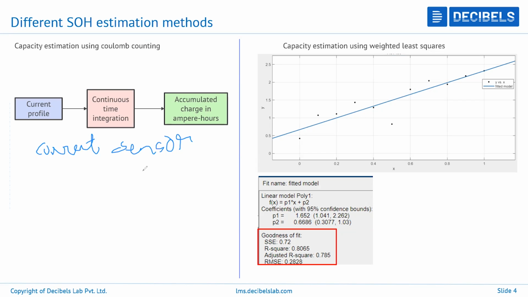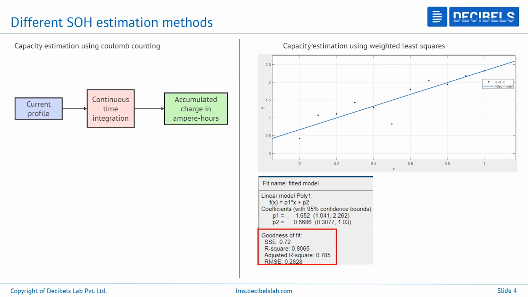So the current sensor will gather the current signal into the battery pack, and from there it will undergo continuous integration. Once the integration is complete, we have what is called the accumulated charge, either in terms of discharge or in terms of charge. So you can count how much charge, in terms of ampere hours or amp seconds, has passed through, and over the number of cycles, the accumulated charge will go on decreasing. So that is one way in which you can measure the state of health of the battery.